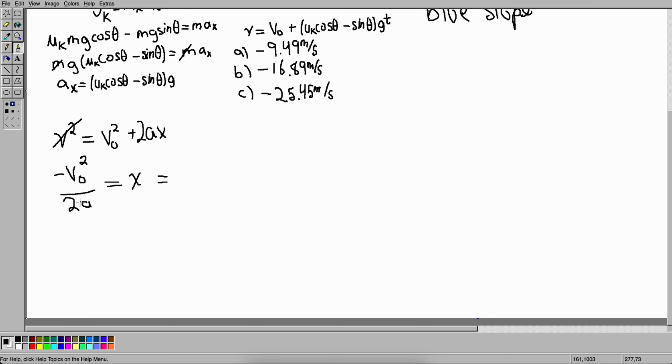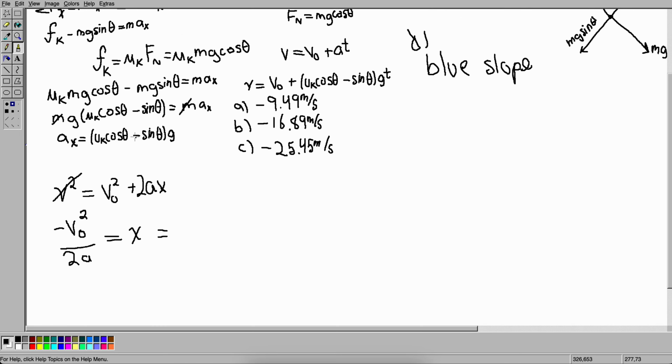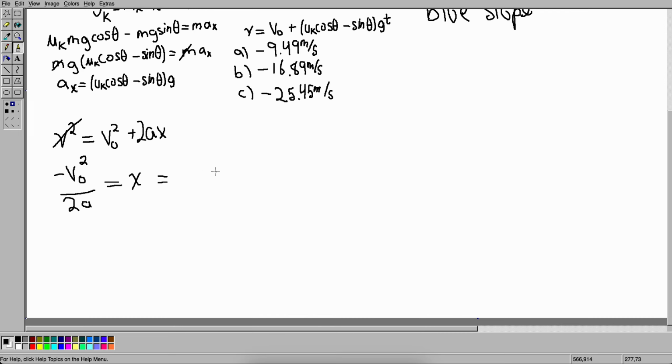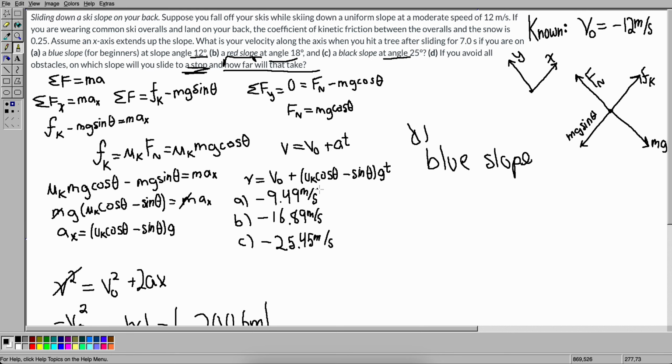And if we plug in the values, using this acceleration for a, we get that x is equal to negative 200.6 meters. But since it wants the distance, we can take the absolute value, and our final answer will be 200.6 meters.